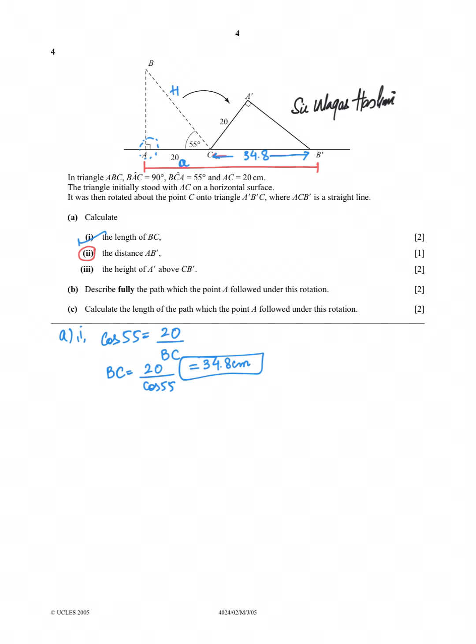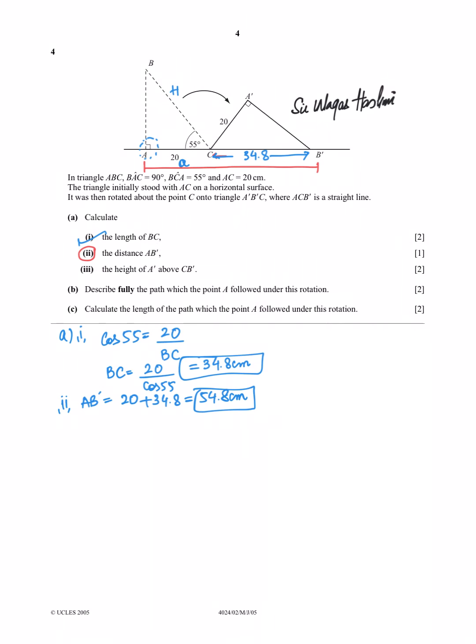Triangle is same, it just tilted, right? So the total length for part 2, the length of AB dash, will be 20 plus 34.8, which is 54.8 centimeter, and that is your answer, right? That is the total length from A to B dash. From A to C 20 is given, and from C to B dash the length is same as BC.